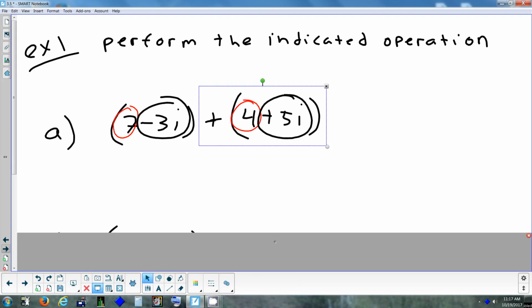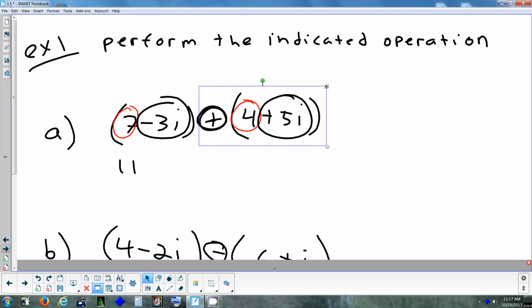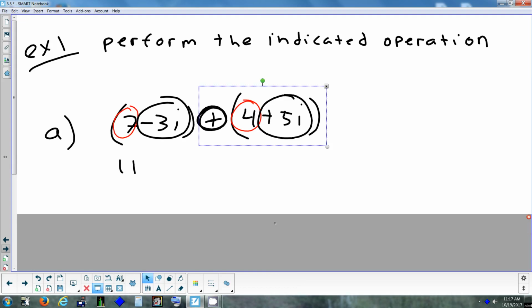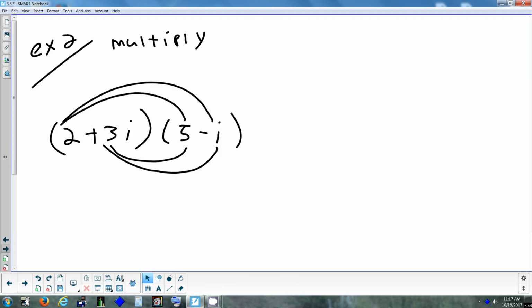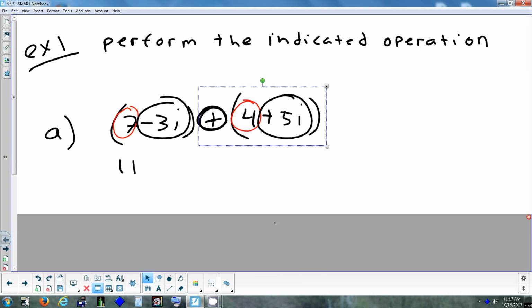So, let's start with our real parts. Caitlin, what do I get if I combine 7 and 4? Well, I remember you're adding. Adding? Yeah. It would be 11. Yes. This is not a distributive property. If you put a plus sign or a minus sign between them, don't do distributive property. That's only for a problem like that. Now you do distributive property.